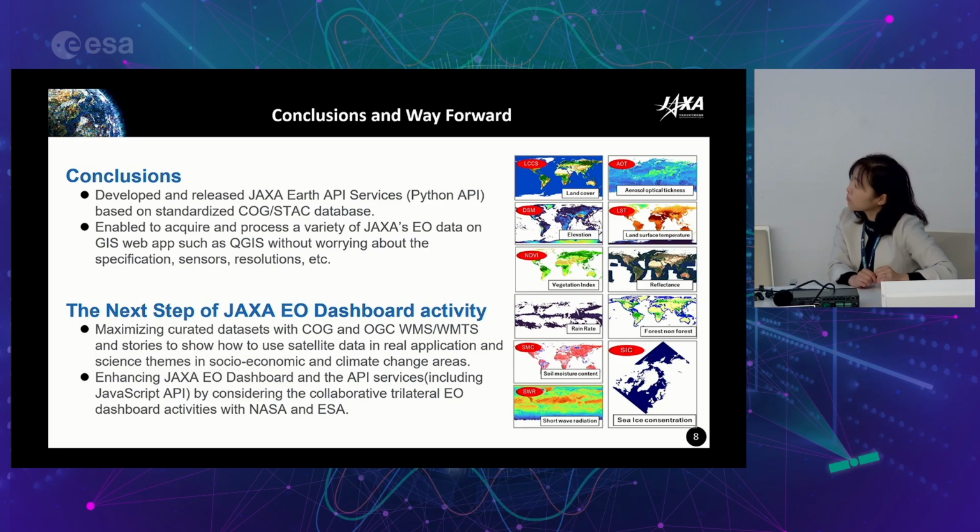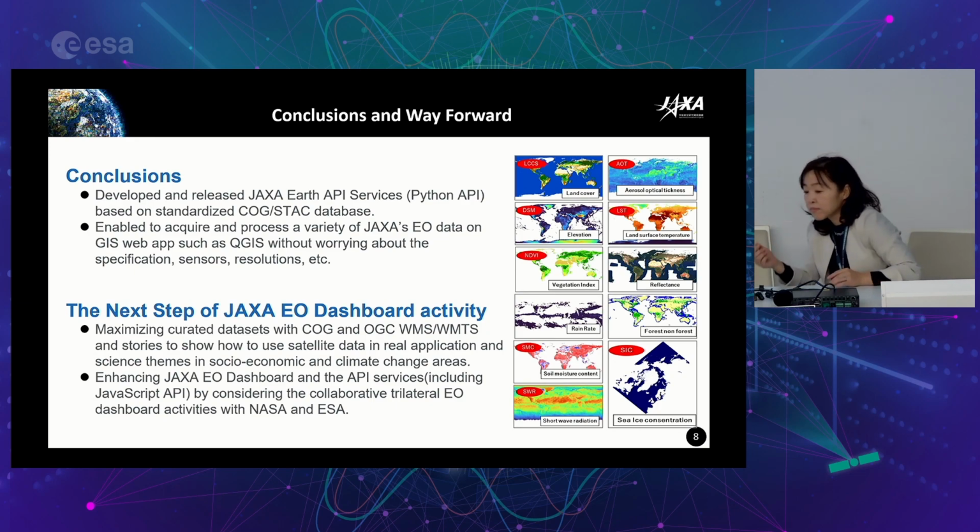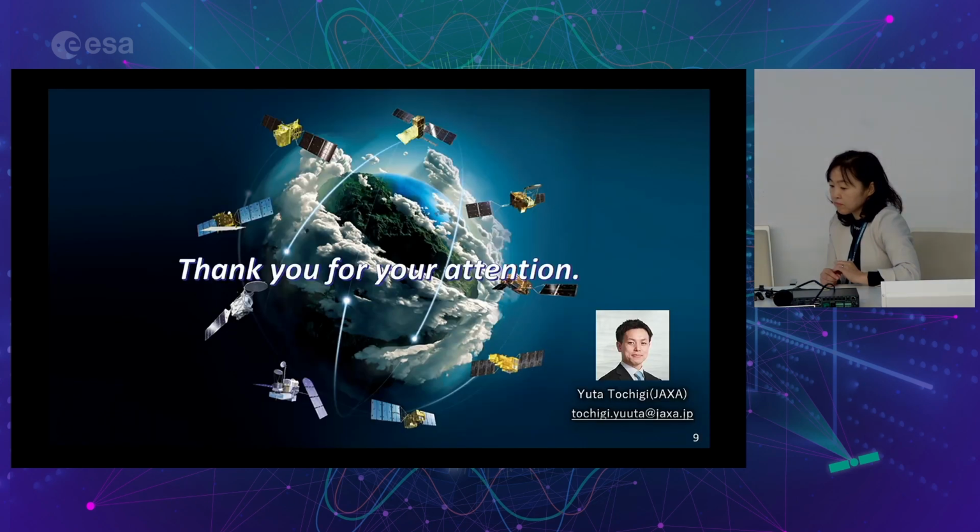Finally, in conclusion, we developed and released JAXA Earth API services that enables users to acquire and process a variety of JAXA's EO data on GIS web application without worrying about the detailed specification. As a way forward, we will maximize the curated datasets and stories to indicate how to utilize the satellite data in science themes, and try to enhance the front-end, back-end functions and API services, including the JavaScript API, by considering the collaborative activities with NASA and ESA. That's the end of my presentation. Thank you very much.